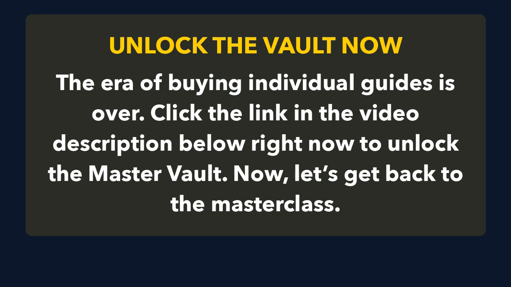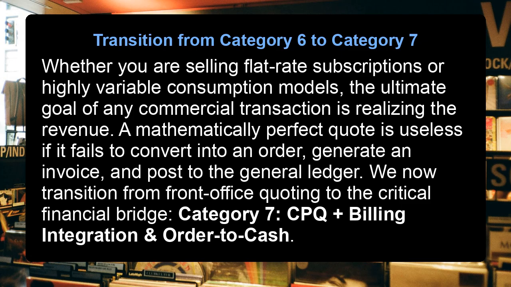Now, let's get back to the Masterclass. Transition from Category 6 to Category 7. Whether you are selling flat-rate subscriptions or highly variable consumption models, the ultimate goal of any commercial transaction is realizing the revenue. A mathematically perfect quote is useless if it fails to convert into an order, generate an invoice, and post to the general ledger.